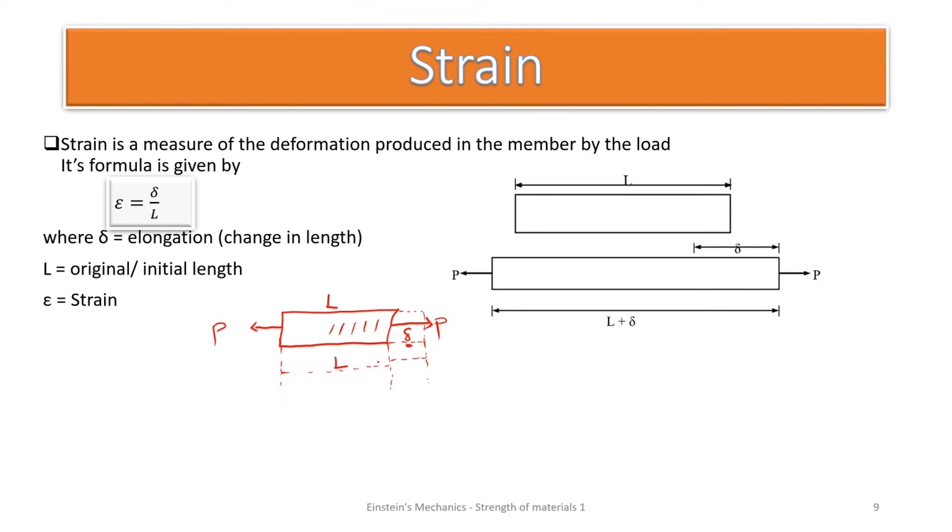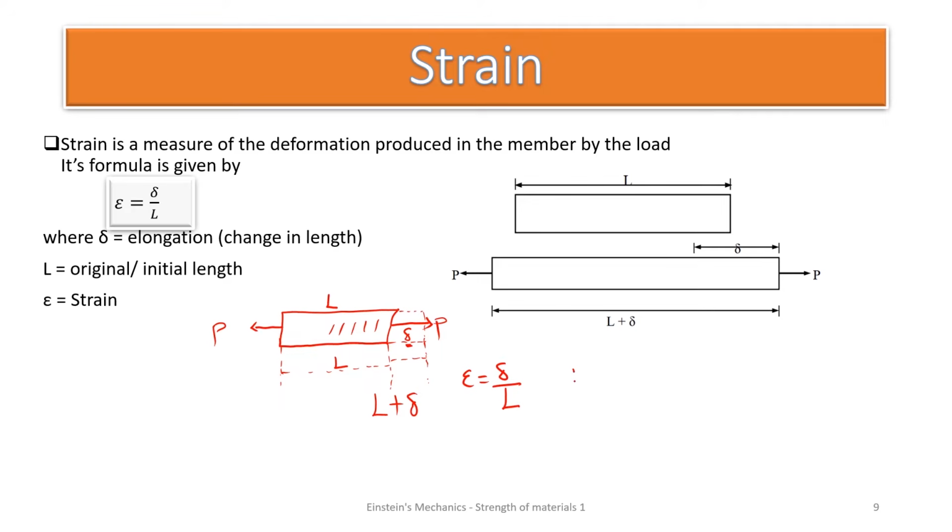So now the total length of the bar is L. That's the initial length plus the elongation. What strain is talking about is very simple. To see the strain in a member, it gives us the elongation produced over the original length. Remember, not the final length, but the initial or the original length. This is in the case of tensile strain.